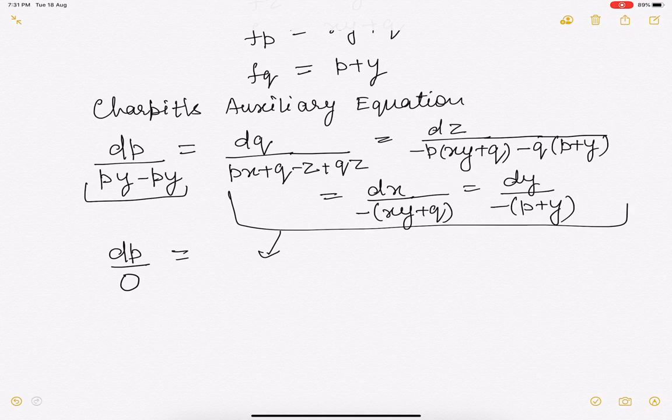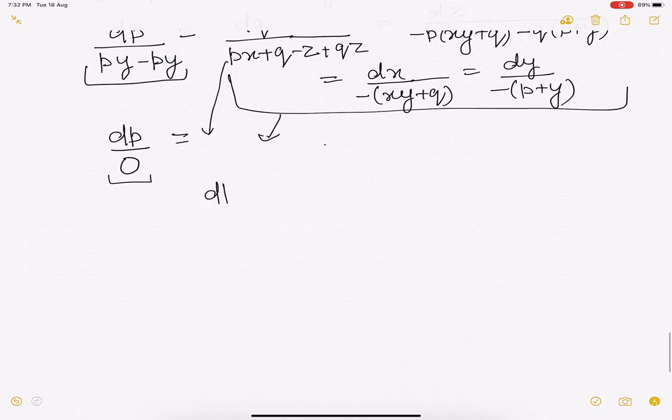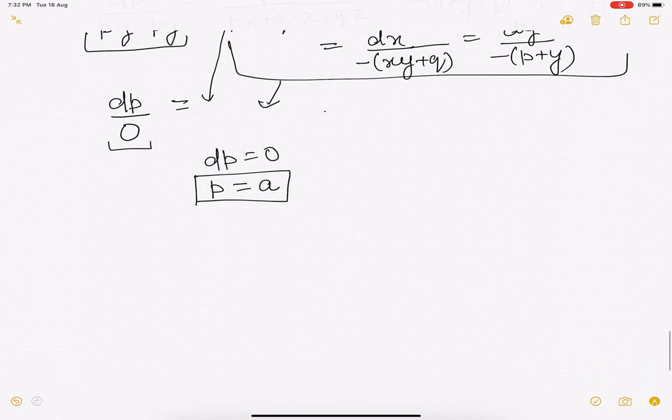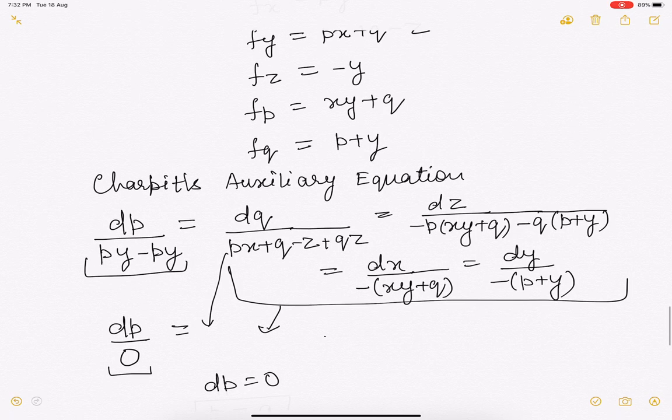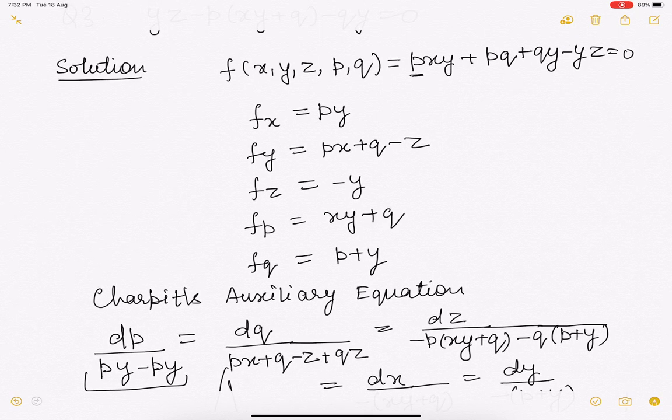If we equate this term with any of the terms, say second term or third term, we will get dp is equal to 0. That is, we get p is equal to a constant a. Now we put the value of this in our equation. We put p is equal to a here, a here.